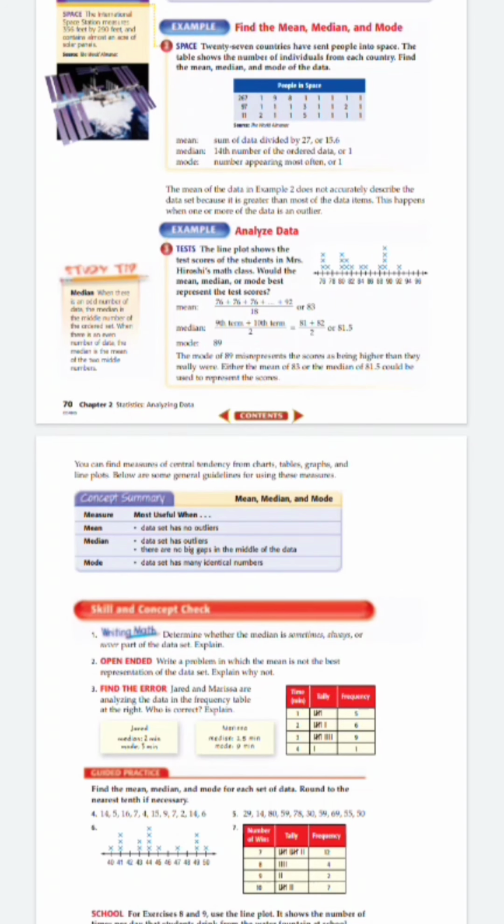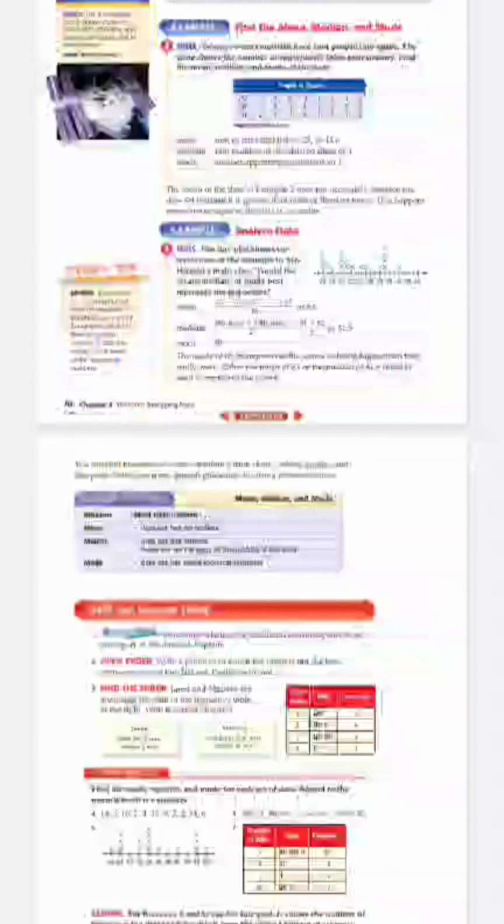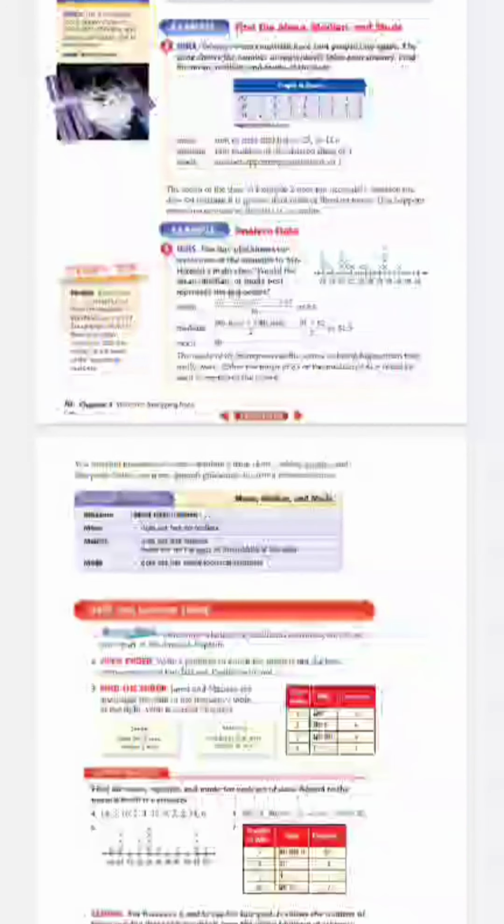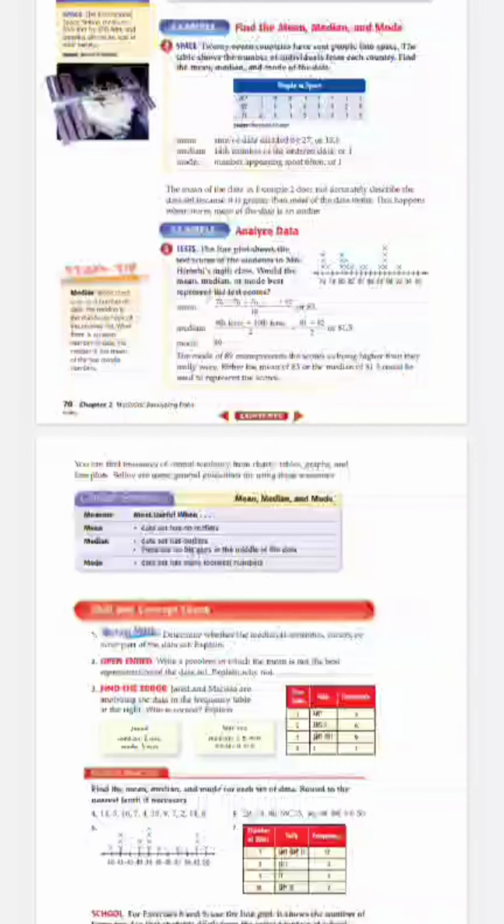Number appearing most often are 1. Example, analyze data. 3. Test. The line plot shows the test scores of the students in Mr. Hiroshi's math class. Do the mean, median, or mode best represent the test scores?